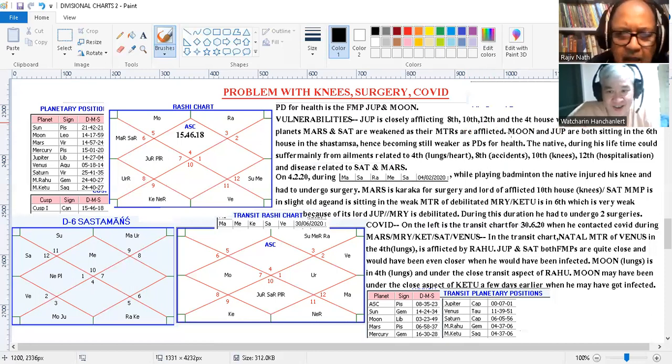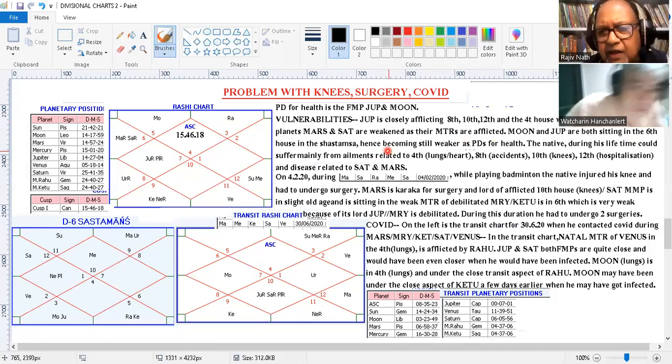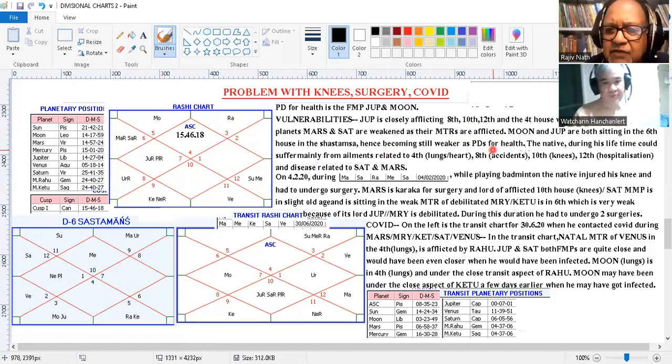The planets Mars and Saturn are weakened as their Mool Trikona Rashis are afflicted. Moon and Jupiter are both sitting in the 6th house in the Shashtamsa, D6, hence becoming still weaker as prime determinants for health. They are weak in the main horoscope, and they are both sitting in the 6th house in D6.